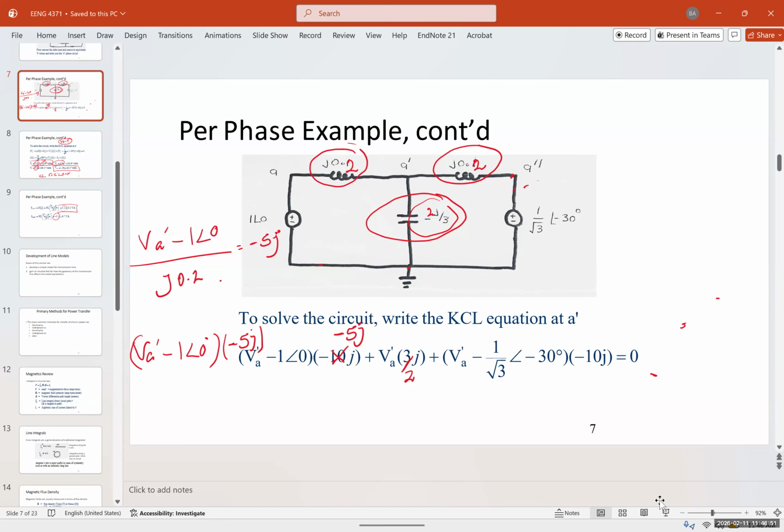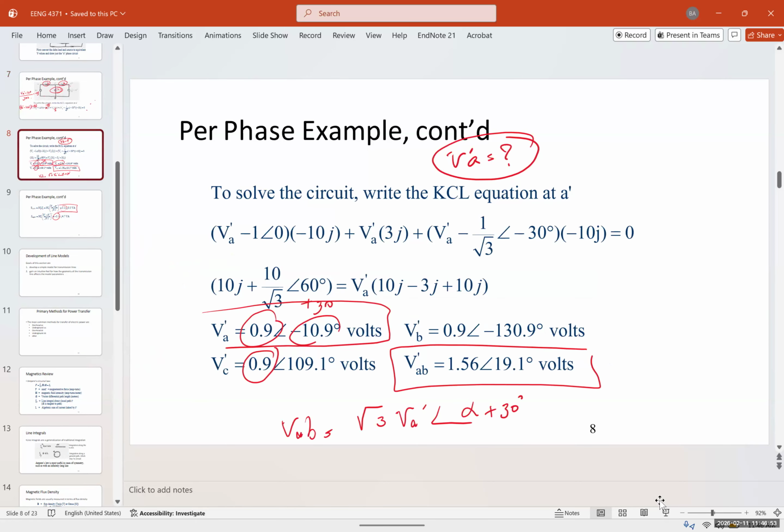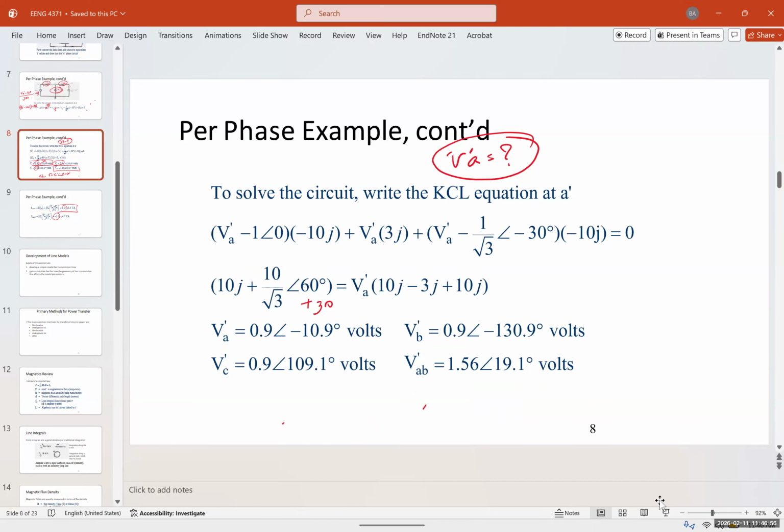Okay. And I'm not going to go through the process of solving it. What was the final answer that you got? What is V prime A? Tyler, what did you get? None of you? No? Okay. It should be less than 1. V prime A should be less than 1.